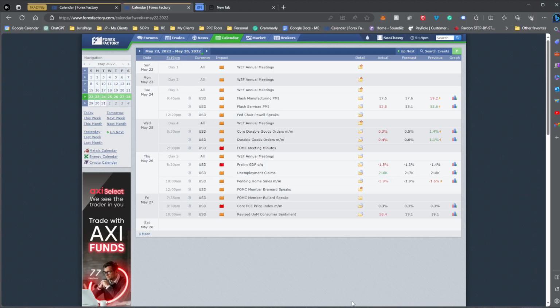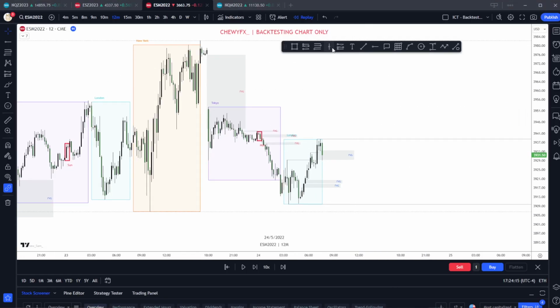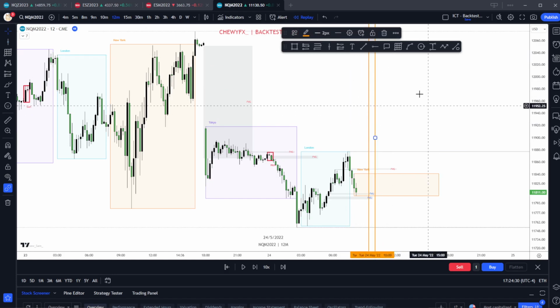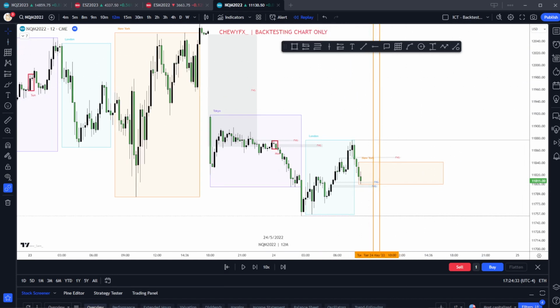Okay, so taking a look at Tuesday news, World Economic Forum meetings. 9:45, we have flash manufacturing. Powell speaks during lunch, so I don't care about that. I don't trade lunch. So let me mark up the news buffer. Okay. There's one. Okay, there's two. Now let's mark up our liquidity to see what models we can be looking for.